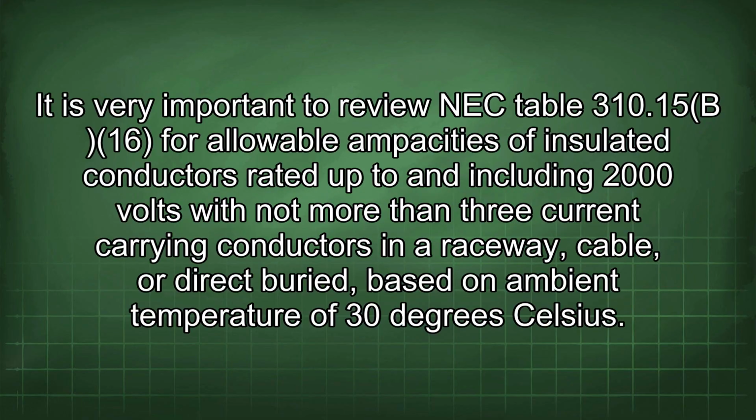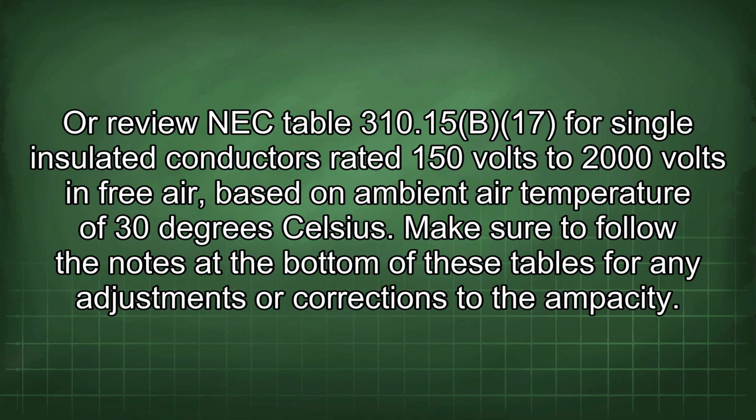It is very important to review NEC Table 310.15(B)(16) for allowable ampacities of insulated conductors rated up to and including 2000 volts with not more than 3 current-carrying conductors in a raceway, cable, or direct buried, based on ambient temperature of 30 degrees Celsius. Or review NEC Table 310.15(B)(17) for single insulated conductors rated 150 volts to 2000 volts in free air, based on ambient air temperature of 30 degrees Celsius. Make sure to follow the notes at the bottom of these tables for any adjustments or corrections to the ampacity.